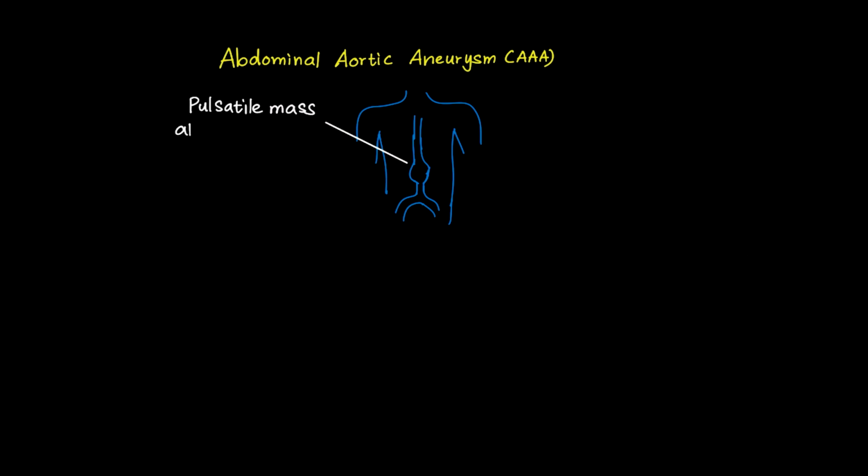The aorta runs down the centre of the abdomen, and when its wall weakens and bulges outward, you can feel it pushing with each heartbeat. The bruit comes from turbulent blood flow through the dilated segment.